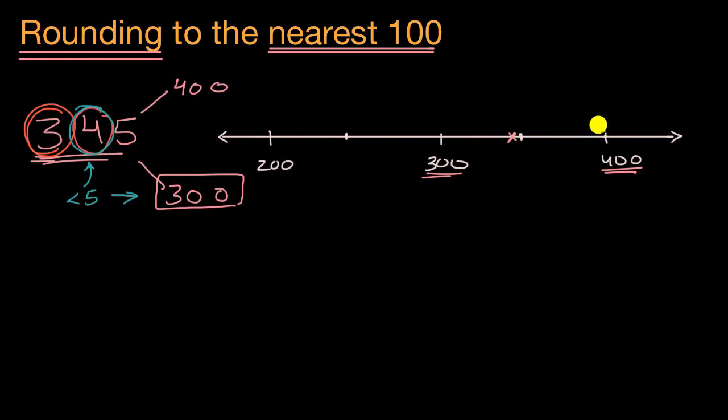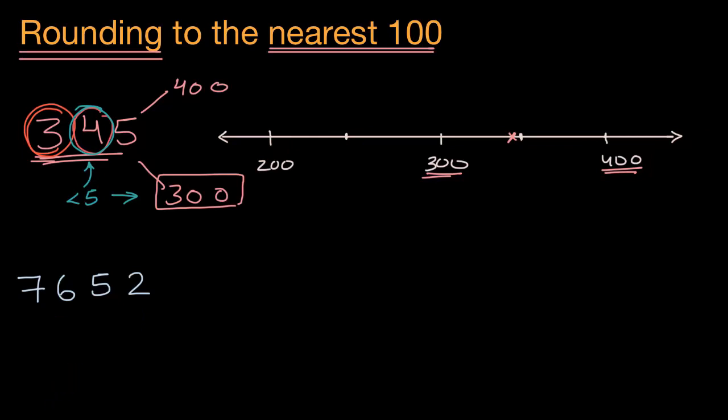Let's do another example. We'll do it both with what I just described, and we'll do it with a number line. And I'll actually do a 4-digit number now, just to mix things up a little bit. Let's say we have the number 7,652. Pause this video and see if you can round this number to the nearest 100. All right, now let's do it together.